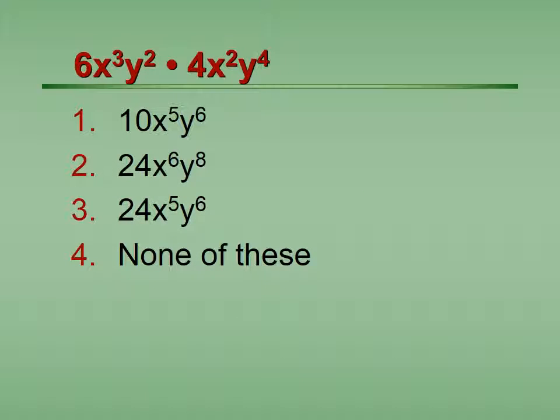All right, go ahead and try this one on your own. You should have gotten option 3. We'll start with the 6 times 4. That was going to be 24. And then you've got x cubed and x squared, so you add your exponents. So 3 plus 2 is 5, so it has to be x to the fifth. And y squared times y to the fourth becomes y to the sixth.